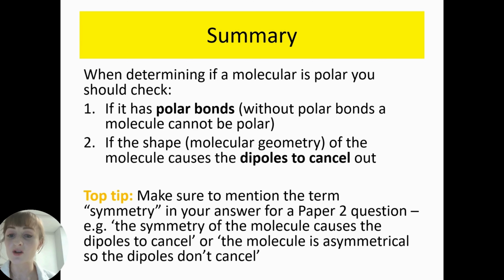A tip for paper 2 questions. It's very important to note the word symmetry or to mention it in your answer. So for example, you might say the symmetry of the molecule causes the dipoles to cancel, or the molecule is asymmetrical or unsymmetrical, so the dipoles don't cancel. And use that to justify why you identify a molecule as either polar or nonpolar.